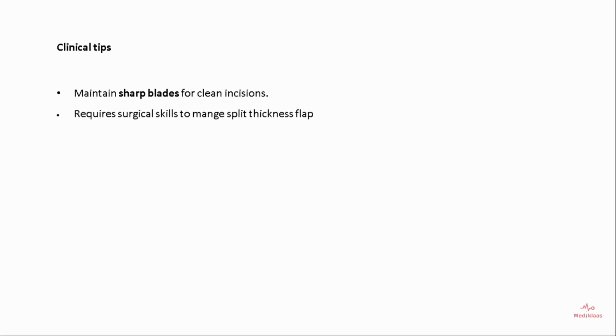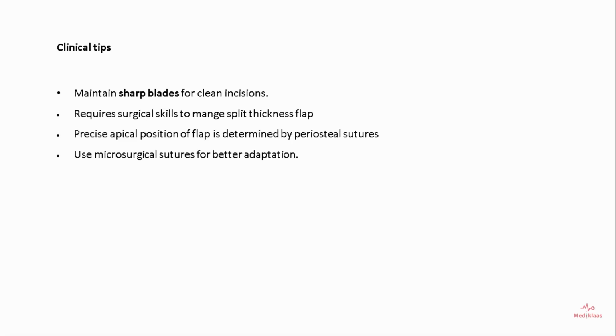Clinical tips in apically displaced flap involves maintaining sharp blades for clean incisions, requirement of surgical skills that can manage performing split thickness flap, precise apical position by giving periosteal sutures, and use of microsurgical sutures for better adaptation, along with gentle but thorough root planing.